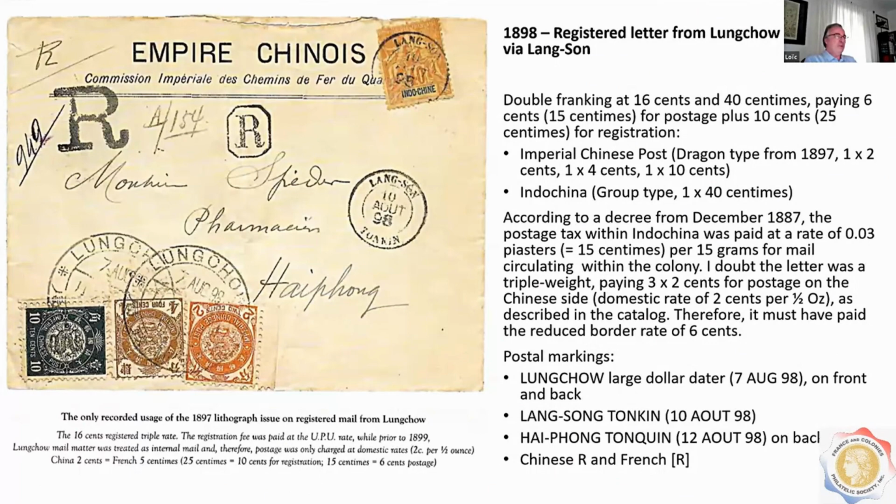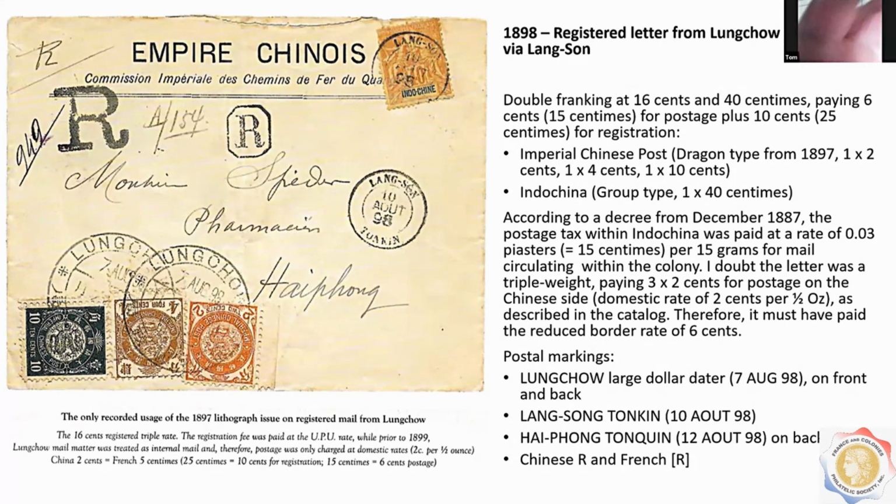First cover, which is the one that led me to question the hypothesis about the special rate, which we say is 6 cents instead of 10. 10 cents was the normal rate for a foreign destination. So obviously, any kind of mail that would go from China to Indochina would have to pay 10 cents. The registration rate was also 10 cents.